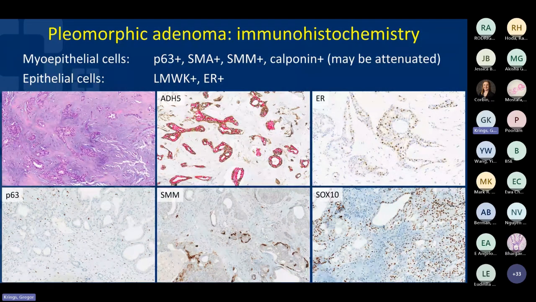By immunohistochemistry, of course, these tumors have epithelial and myoepithelial elements that can be highlighted with the appropriate markers. The myoepithelial cells typically express myoepithelial markers P63, SMA, SMMHC, calponin, but I think it should be mentioned that these markers in some cases can be attenuated. For instance, if we look at the P63 stain here on the bottom left, in some cases glands can be entirely negative for one or more of these markers. And I think this highlights the importance of using a panel of myoepithelial markers in these cases, as we always do in the breast, in order to not misdiagnose this as an invasive carcinoma. The epithelial cells are positive for low molecular weight keratins and are ER positive.